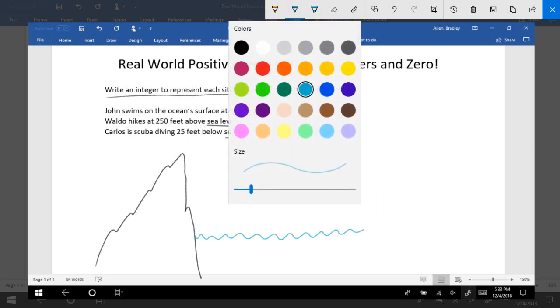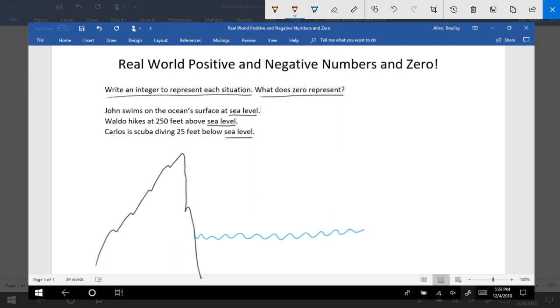And now we're going to draw some people in this situation. So John swims on the ocean surface at sea level. So John's right here. He's swimming at the ocean's surface. He's kicking. Good for John. Okay, he's swimming. Good. So he is at sea level. Waldo hikes at 250 feet above sea level. So Waldo's way up here in the background, and he's hiking, and he's 250 feet above sea level.